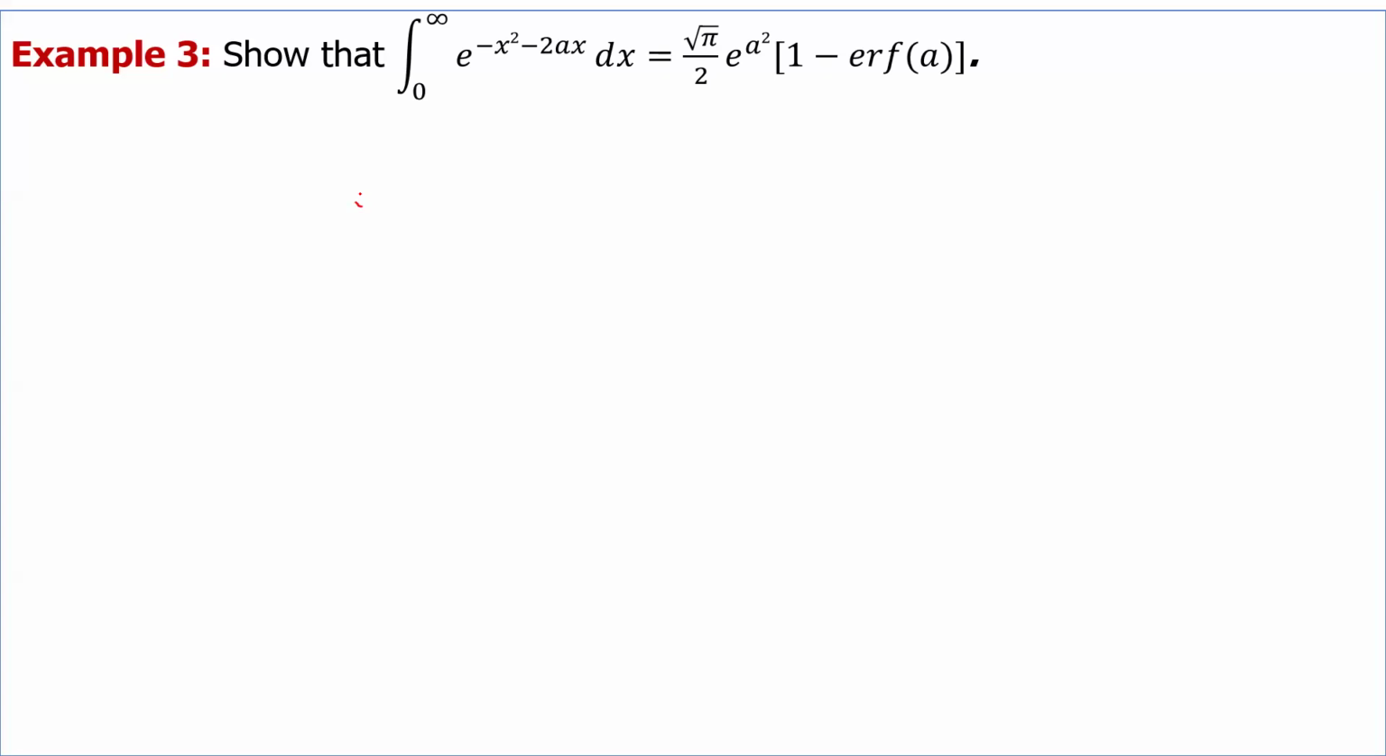In this lecture, we will take one more example on error function. So we have to show that the integration under the limit 0 to infinity of e to the power minus x square minus 2ax with respect to x is equal to root pi upon 2 e to the power a square whole times of 1 minus error function of a.